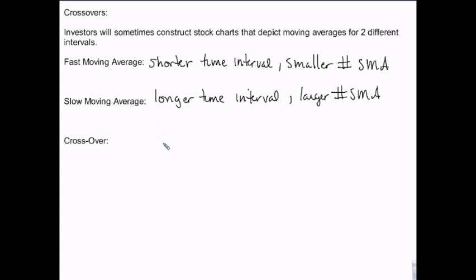And what you look for is crossovers. Okay, so crossovers occur when the slow-moving and fast-moving averages cross each other on the graph.